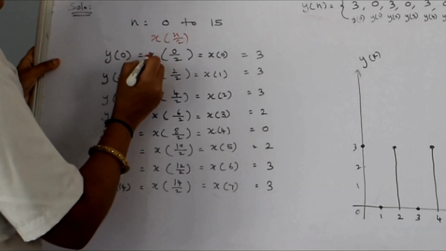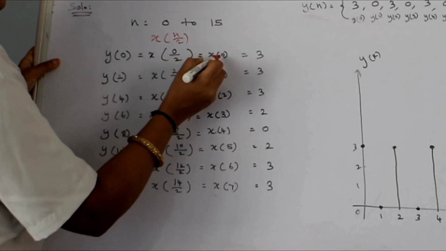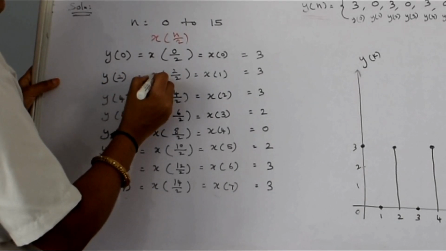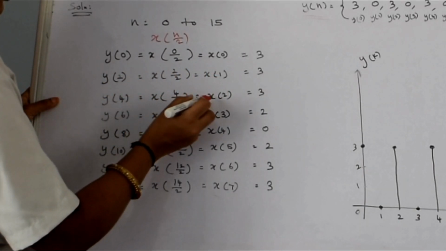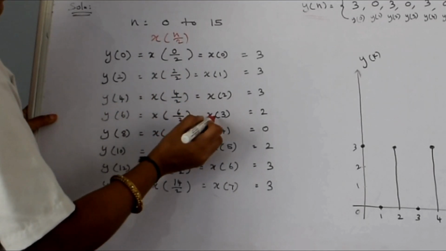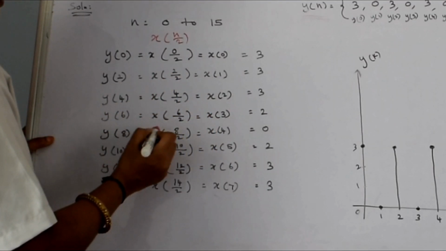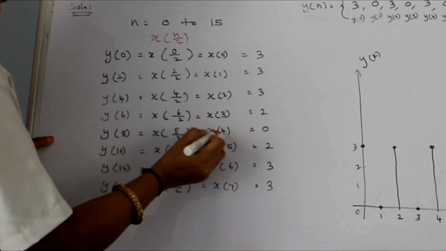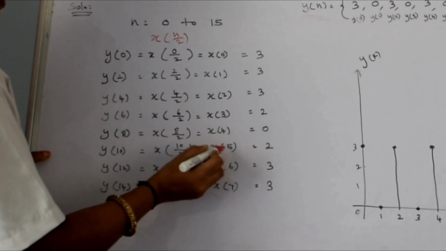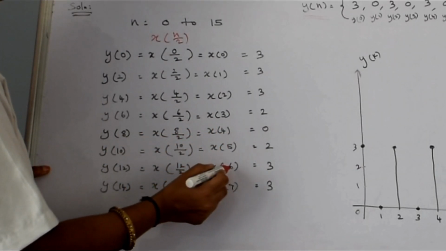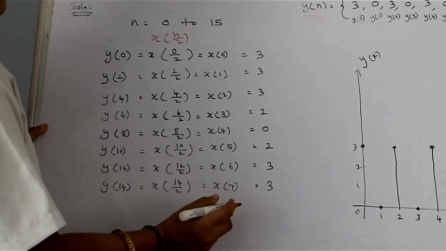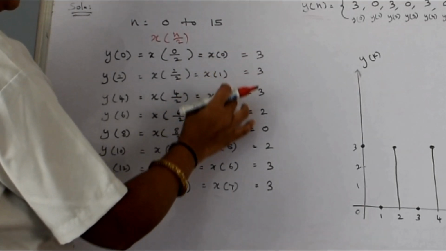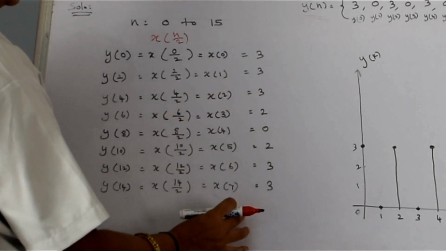Y of 0 is equal to x of 0 by 2, which gives you x of 0. Y of 2 is equal to x of 2 by 2, which gives you x of 1. And y of 4 is equal to x of 2. Y of 6 is equal to x of 3. Y of 8 is equal to x of 8 by 2, so x of 4. Y of 10 is equal to x of 5. Y of 12 is equal to x of 6. And y of 14 is equal to x of 7. So we have to write the corresponding values of x of n sequence.